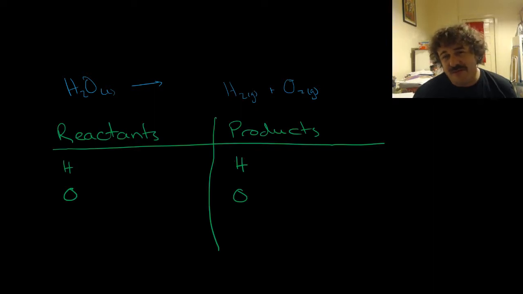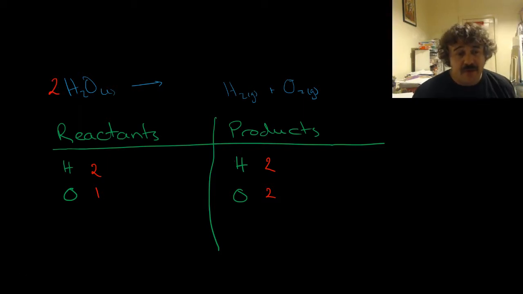So first thing you want to do is write out the reactants and the products. So we've got hydrogen, hydrogen, oxygen, oxygen. We need to make sure that it's balanced, and that means there's the same amount of reactant atoms as there are product atoms. Let's have a look. Okay, so right now we have two hydrogens and one oxygen on the left hand side. And on the right hand side we have two hydrogens, all good, two oxygens, all bad.